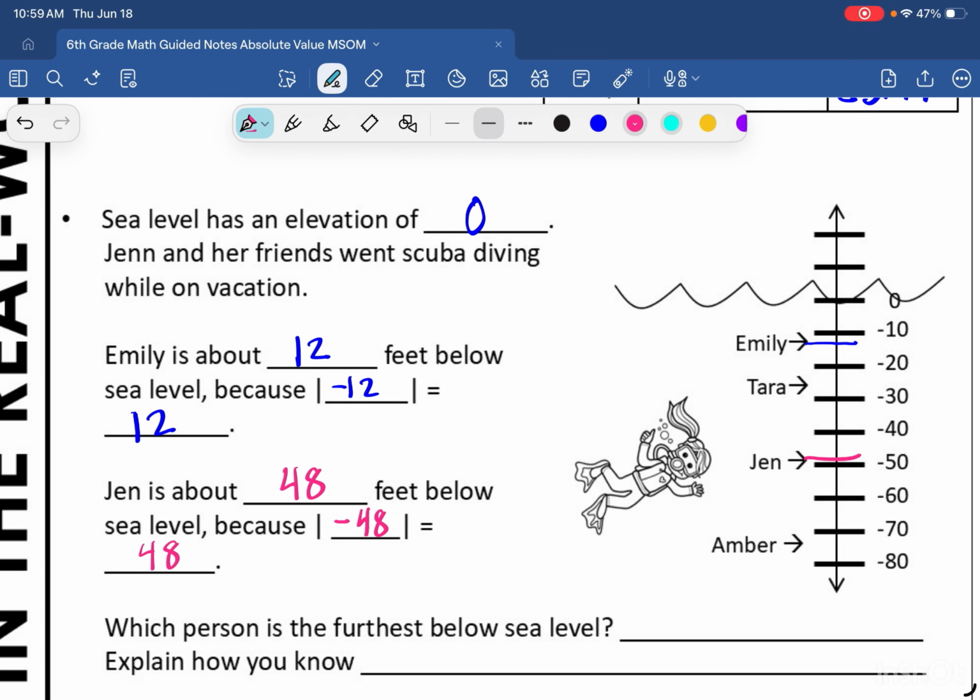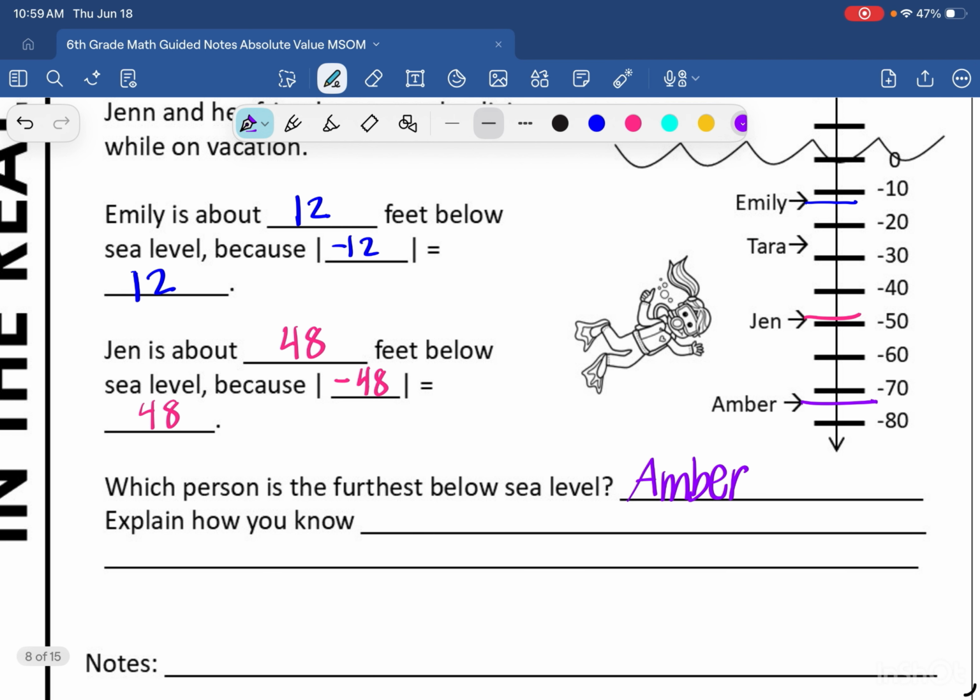Which person is the furthest below sea level? The furthest distance from zero looks like Amber. And explain how you know, because her distance from zero is the greatest.